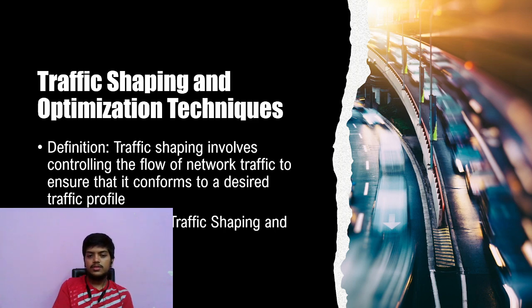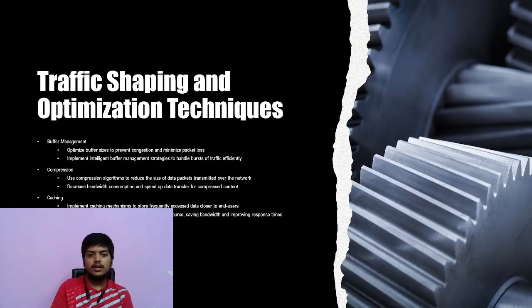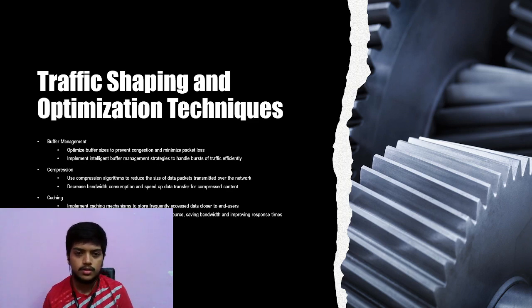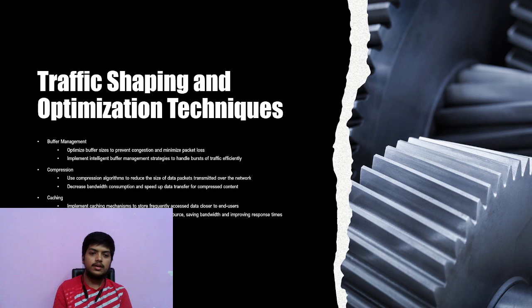Key techniques for traffic shaping and optimization. Next is buffer management, compression, as well as caching. Buffer management optimizes buffer sizes to prevent congestion. Implement intelligent buffer management. Compression uses algorithms to reduce the size of data packets transmitted, reducing bandwidth consumption and increasing the speed of data transfers. Caching mechanisms store frequently accessed data, which reduces the need to retrieve data from the original source.